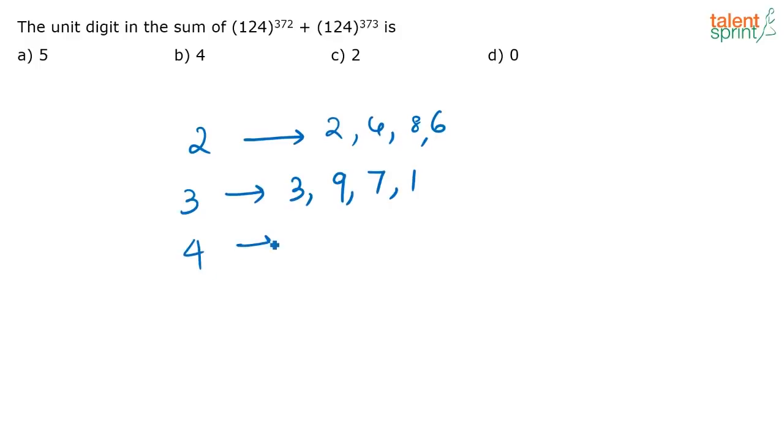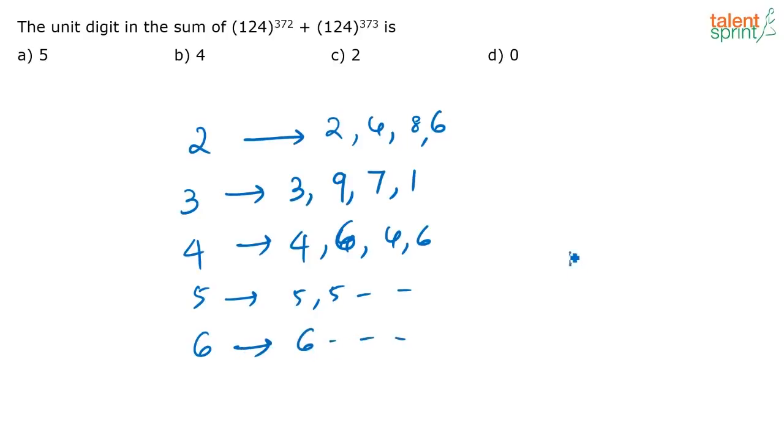Similarly, if you take the number 4, the pattern 4, 6, 4, 6 will keep repeating. If you take 5, everything will end with 5. No problem, same answer you will get. If you take 6, a power of 6 will always end with 6. So if the question is like this, 126 to the power some number 365, what is the last digit? Here any power of 6 will always end with 6, directly you can say.